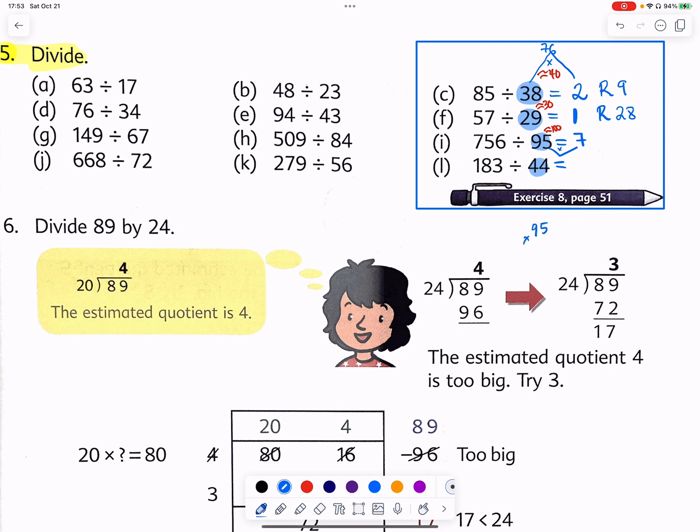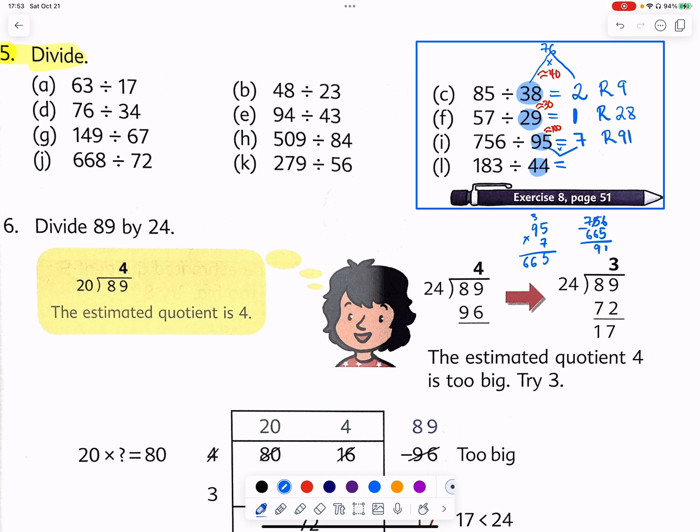Let's do multiplication. 95 times 7: 5 times 7 is 35, we remember 3. 9 times 7 is 63 plus 3, 665. And we have 756. 756 minus 665, 91 is the remainder. Look at this large remainder.